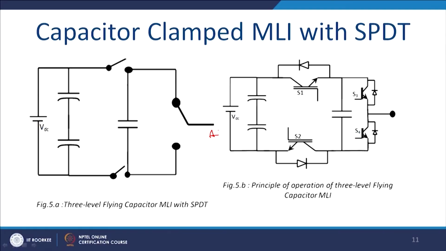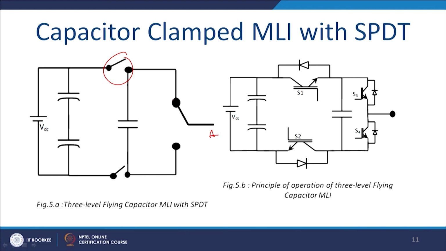We will continue to the next class. Basically, we can also realize a capacitor clamp 3-level multi-level inverter with the help of SPDT or SPST mechanical switches. So, this is the point A, and this is required to be controlled. And ultimately, if this switch is closed, then it will be connected to the DC bus voltage.